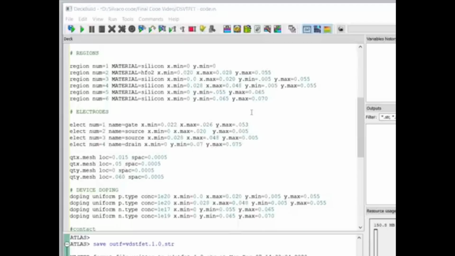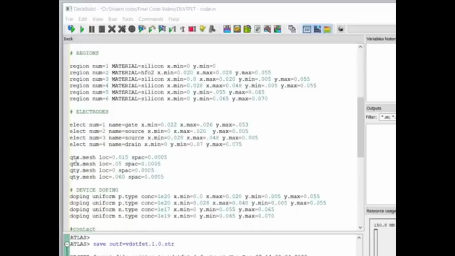After defining the region part, next you have to define the electrode part. Electrode number 1 is the gate. We are using the dual source, so we have to use two source electrodes, number 2 and 3, and electrode number 4 for the drain, and their positional parameters are mentioned simultaneously. Next, we are doing the simulation of the TFET structure. Next, you have to define the quantum tunneling region where tunneling takes place.